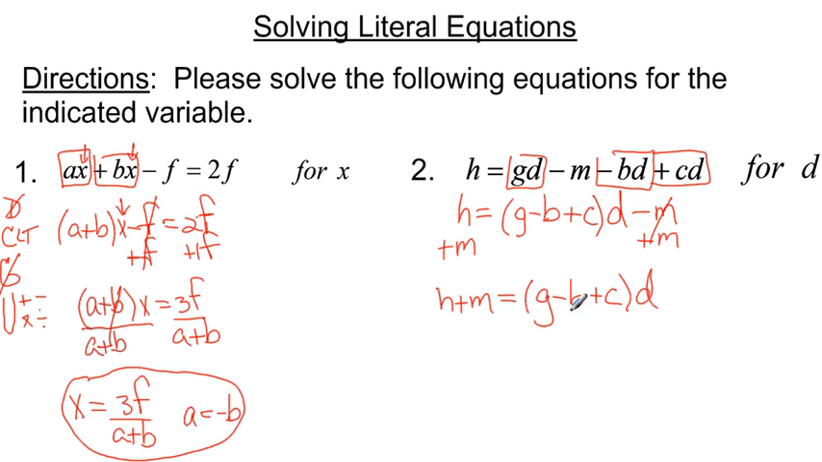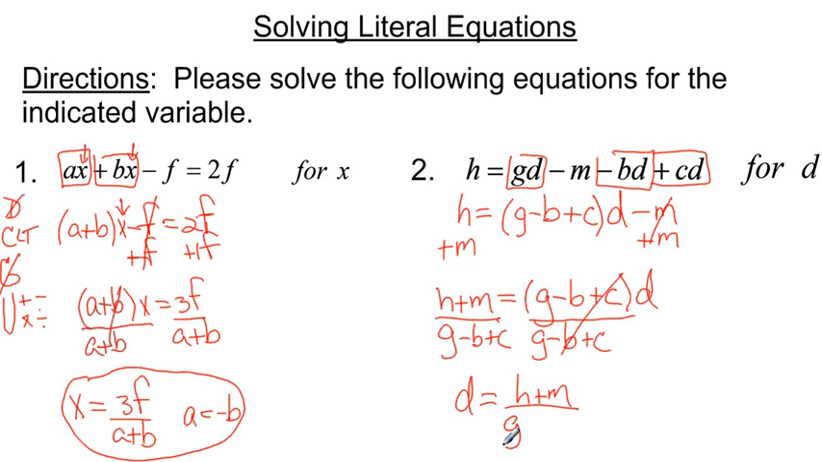Now again, although you're seeing more additions and subtractions here, that's not what I'm trying to undo. I'm going to try and undo this multiplication. So I'm actually going to divide by this big quantity of g minus b plus c. Okay? And I'm going to do that on both sides. Sometimes referred to as the golden rule of algebra. Whatever you do on one side, you do the other. So that's going to be d equals quantity h plus m divided by quantity g minus b plus c.